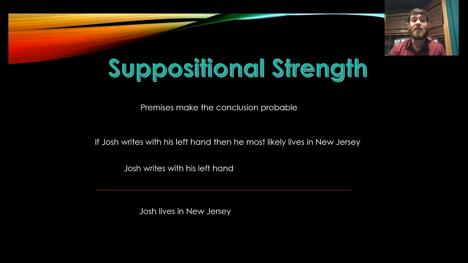In this case, because we're saying that if Josh writes with his left hand, he will most likely live in New Jersey, that means he does not necessarily, even if that's a 99% chance that he lives in New Jersey, there's still a 1% chance that he doesn't. So if these two premises are true, that he writes with his left hand and he most likely lives in New Jersey, and he writes with his left hand, it is acceptable to assume that he lives in New Jersey because it's most likely the case. However, because it is possible he does not, even when these premises are true, this is known as suppositional strength, meaning this argument is not deductively valid, but it does provide evidence that makes it more than likely for this conclusion to be true, given that the premises are true.